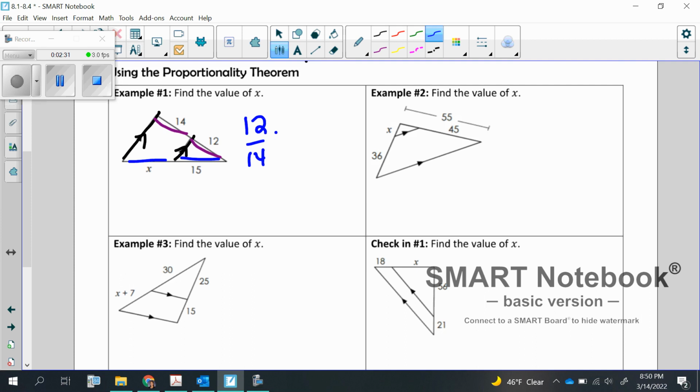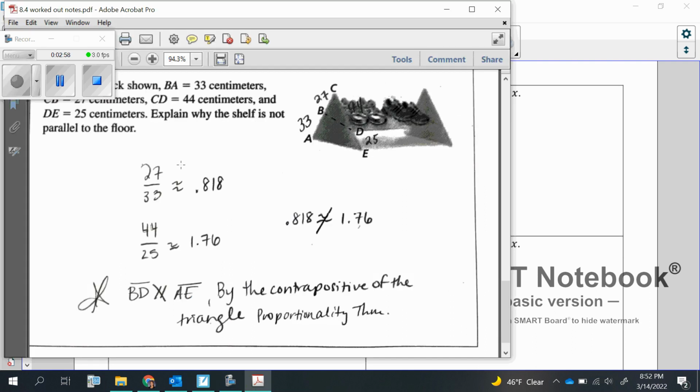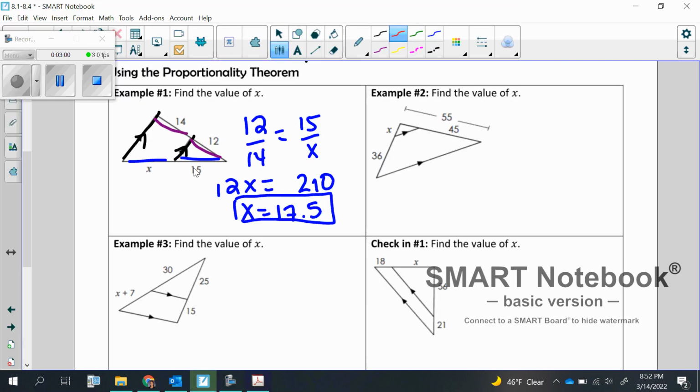So we would say 12 over 14 equals 15 over x. And we can cross multiply. And when we cross multiply, we get 12x is equal to 210. And so x would be equal to 17.5. Side note, this would also work if you do 12 over 15 equals 14 over x. The triangle proportionality theorem says you have to do the sides of the segment. So 12 over 14 equals 15 over x. So that's why we do it that way.